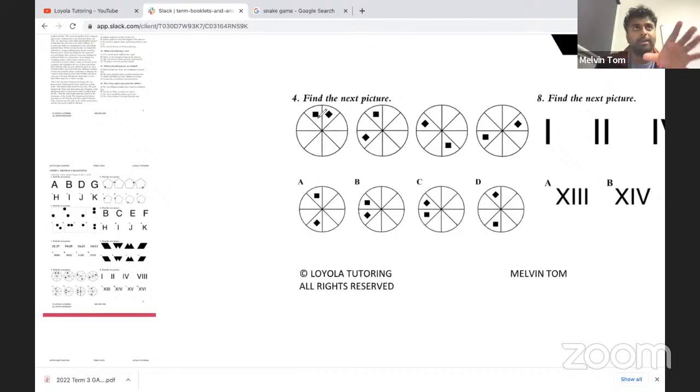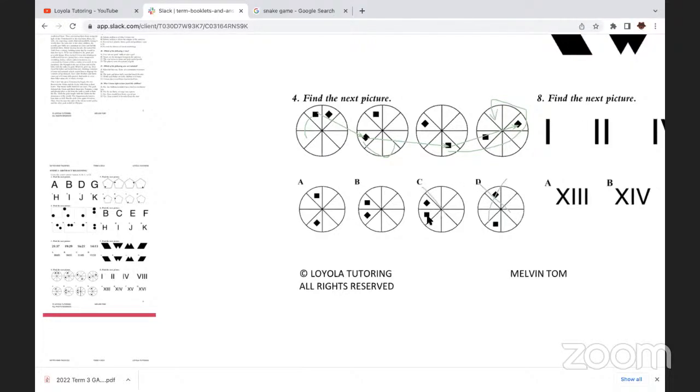So the square switches. That means that this square turns into this diamond, and this diamond turns into this square, and this square turns into this diamond. So let's see what the movement is. The movement is -2, -2, -2. So the next one should be -2. Awesome. And then also the square went square, diamond, square, diamond. So the next one should be diamond or square. So square.